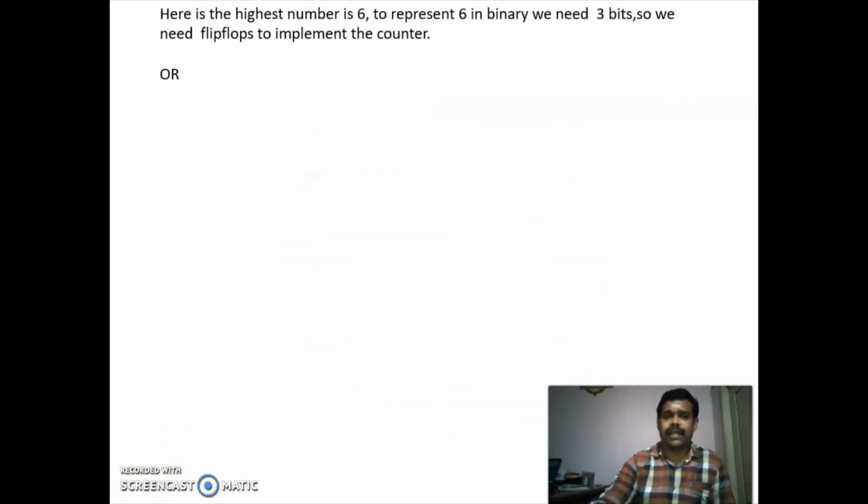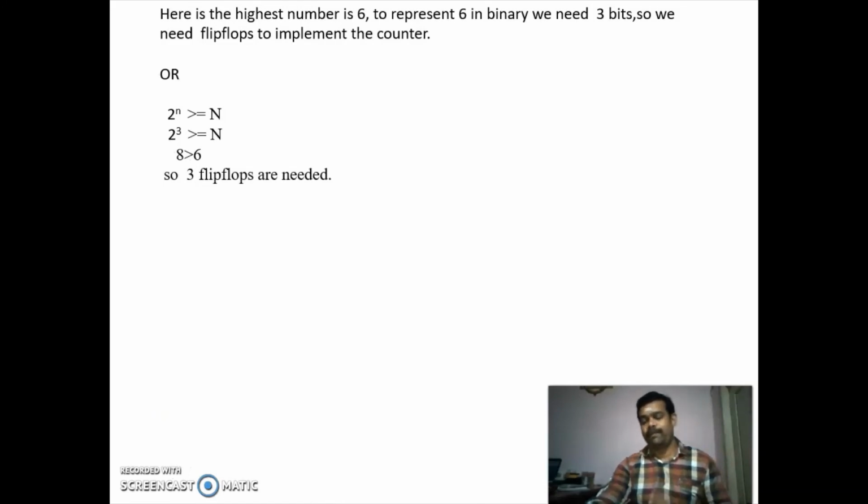So here the highest number is 6. To represent 6, we need 3 bits. So 3 flip-flops are needed to implement this counter. Or in another way, we can find the number of flip-flops: 2 to the power n is greater than or equal to the highest number. Here the highest number is 6. So 2 to the power 3 is greater than 6. So see, 3 flip-flops are needed to implement this problem.